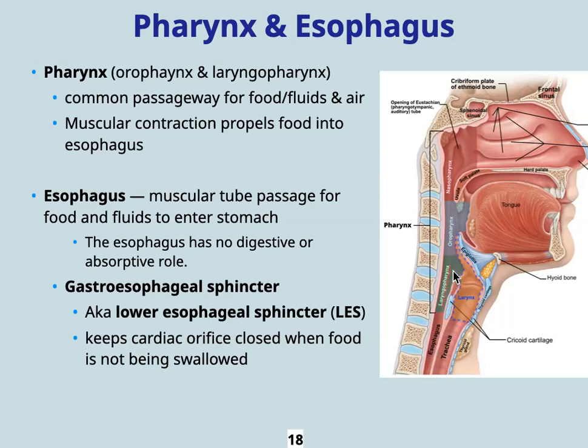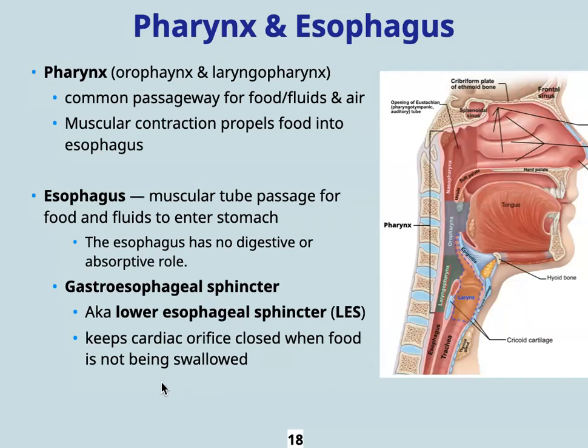The esophagus is simply a muscular tube that allows for passage of food and fluids into the stomach. Unlike the small intestine and large intestine, our esophagus has no digestive or absorptive role. It doesn't secrete anything for chemical breakdown of food, it doesn't absorb any nutrients, and it doesn't help mechanical breakdown of food. It simply passes the food from the back of your mouth, the oropharynx and laryngopharynx, down into the stomach.